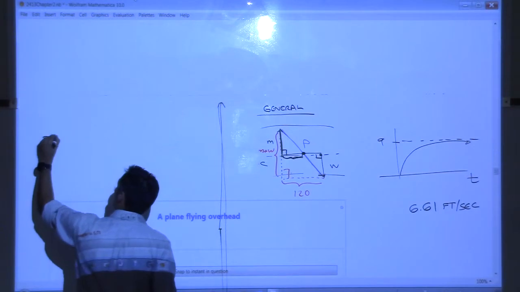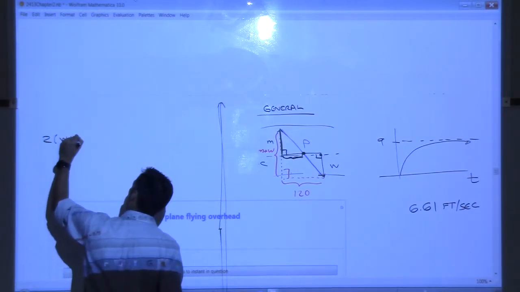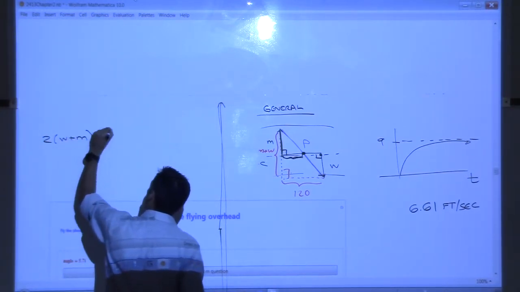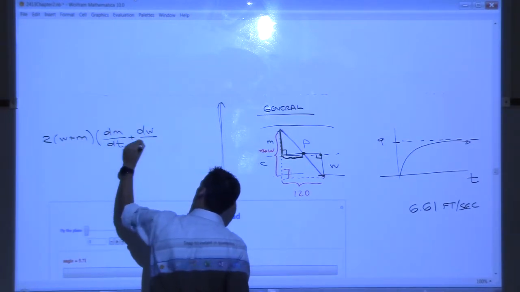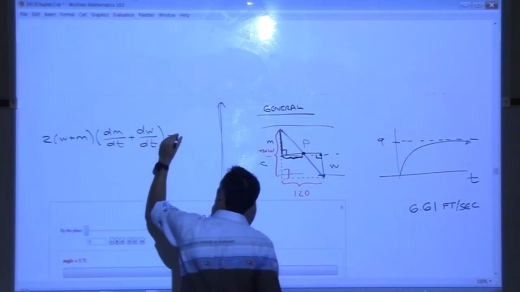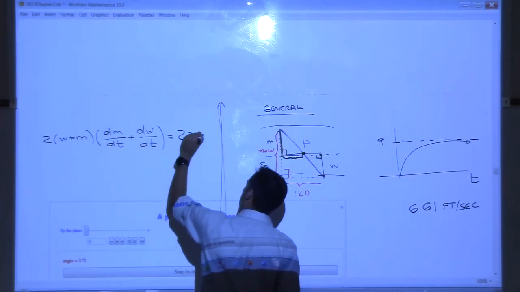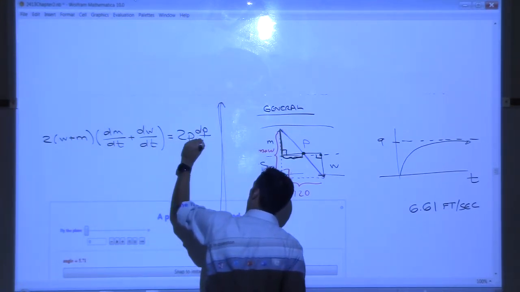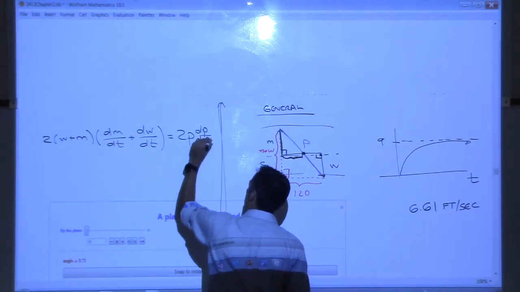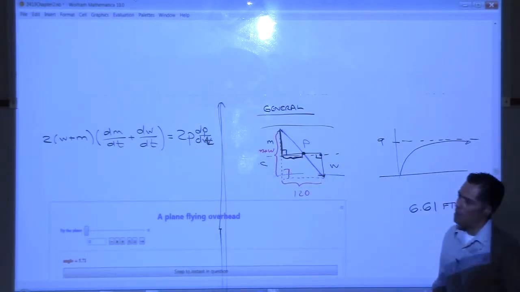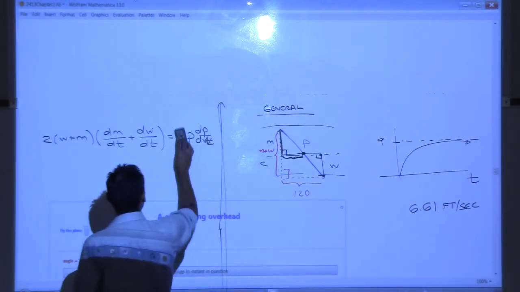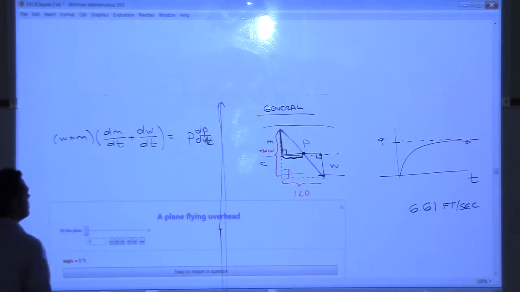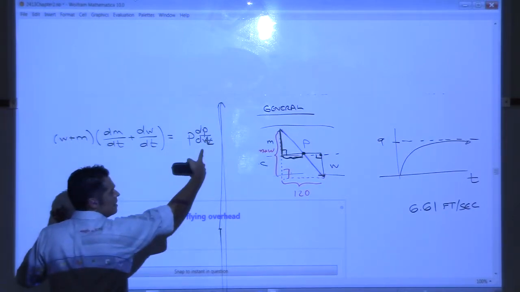It was 2w plus m, I have it backwards, it's okay. dm/dt plus dw/dt equals 2p dp/dt, right? Yes, that was what we got when we took the implicit differentiation. Okay, so I'm just going to do a couple things here. I'm going to get rid of 2, because that can go away. And let me solve for dp/dt.